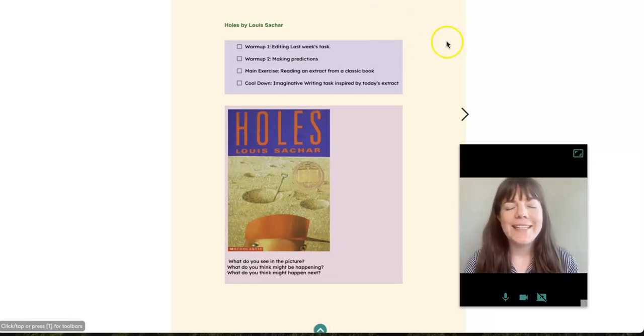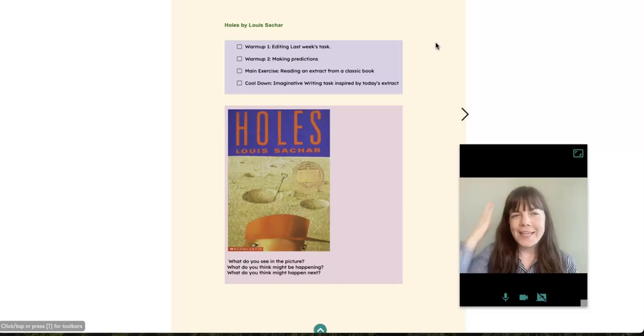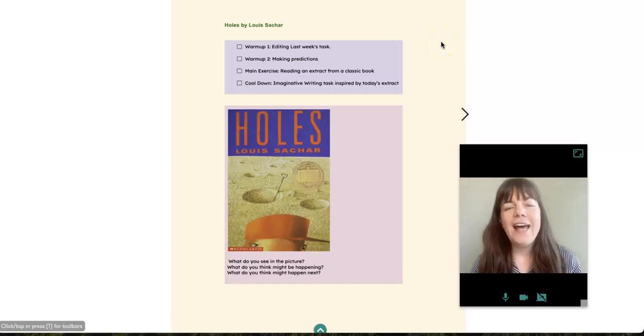Hi, so in this lesson I'll be doing a condensed version of a fairly standard 11 plus reading comprehension and creative writing focused lesson. So in this lesson we'll be focusing on Holes by Louis Sachar, which is a really popular book among my learners in Key Stage 2.